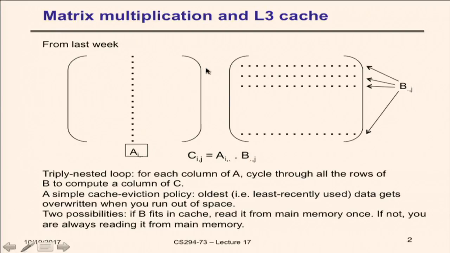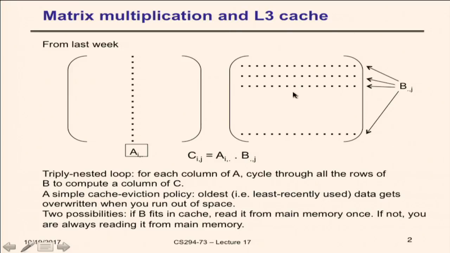Well, with one ordering of the loops, you have a column of A that you read in, and then you're reading in the rows of B, one after another, taking that dot product and storing it. So you go all the way down to the end, from row 1 down to row n. How does that interact with cache? Let's say we have a very simple cache eviction policy, that the oldest, i.e. the least recently used data, gets overwritten when you run out of space. In that case, there are really only 2 possibilities, and they change rather discontinuously.